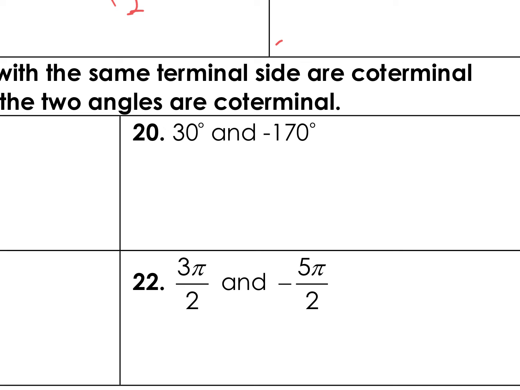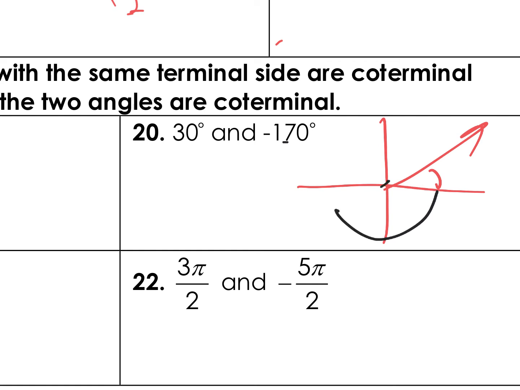360 minus 170 isn't 30. So you're saying no, right? And watch this, guys. Here's 30 way over here, quadrant 1. 170 negative means almost over here, right? Yep. Can this way be coterminal with this? They don't end in the same place. So that answer is no.